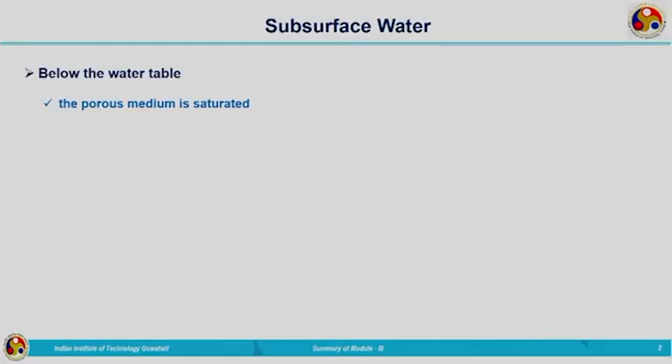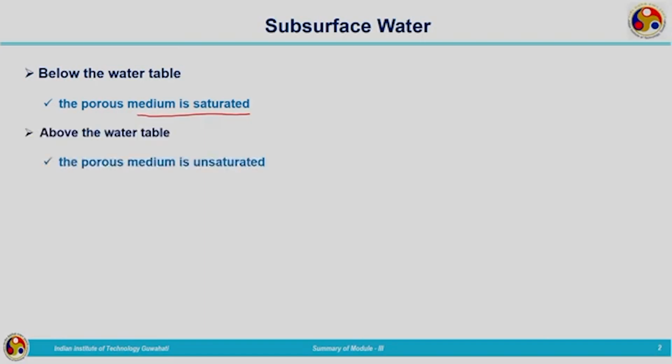In this course we were discussing the water present in the unsaturated zone, that is related to the process of infiltration. Below the water table, the porous medium is the medium through which the flow is taking place. The flow which takes place through the soil or rock strata is termed the porous medium. The porous medium is saturated below the water table, that is all the pores are filled with water, and above the water table the porous medium is unsaturated.